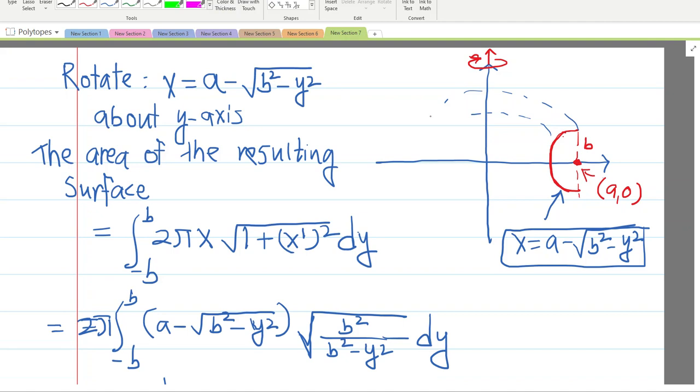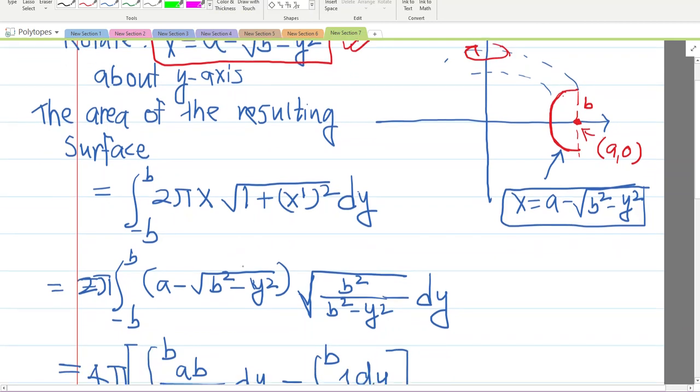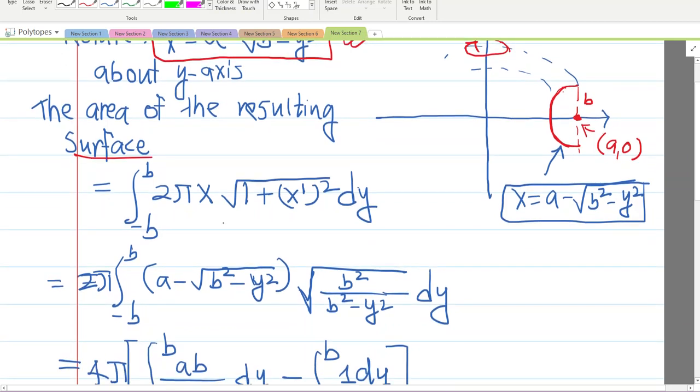Okay, so if we take this left half circle, the equation is given by this, and we rotate about the y-axis, right? About the y-axis. And the area of the resulting surface is given by this formula, I think, from Calc 2.